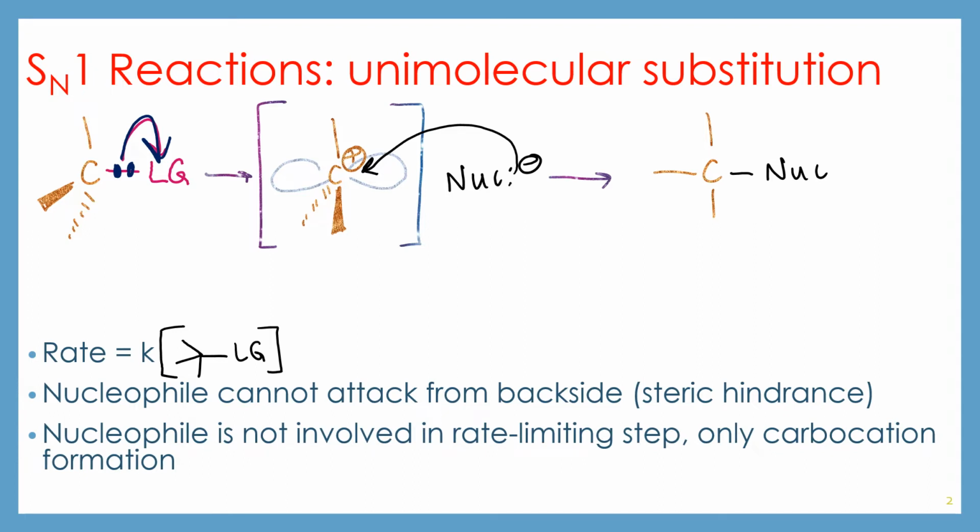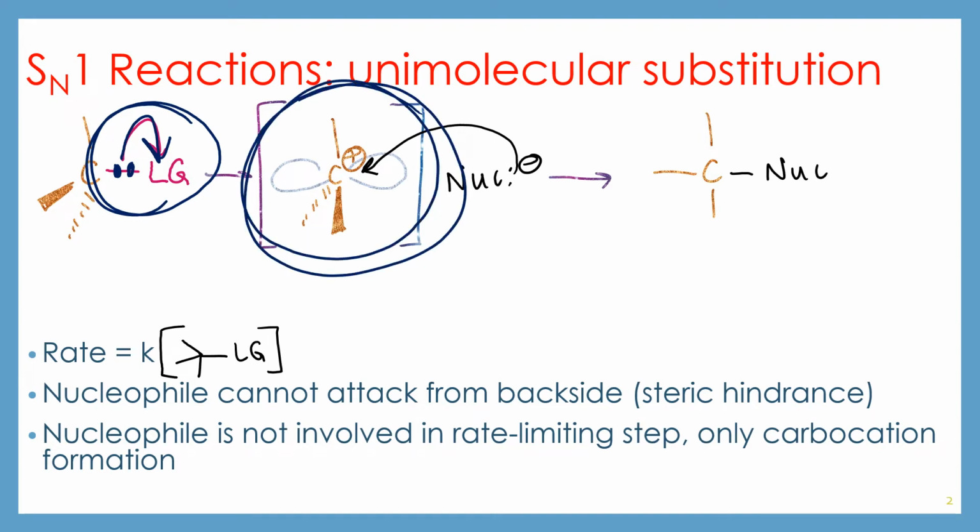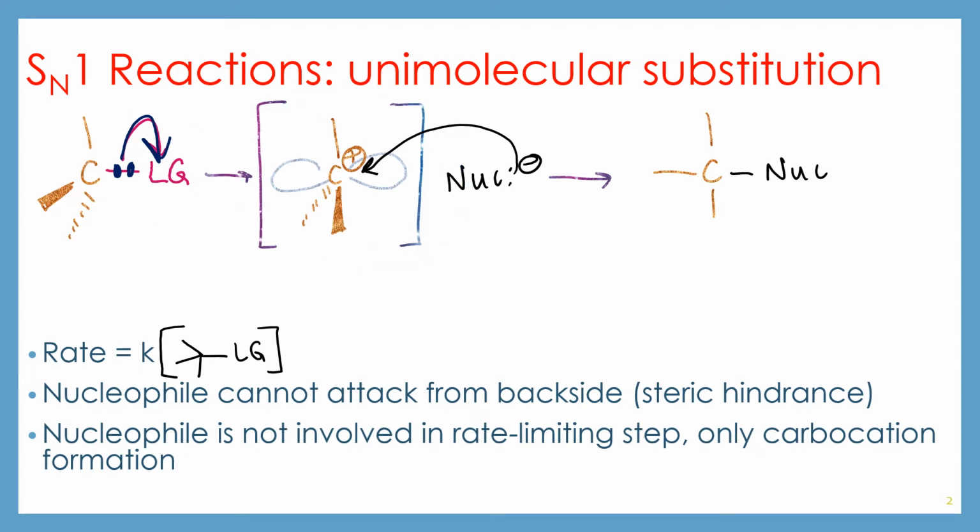The nucleophile is not involved in the rate limiting step because the slowest piece of this reaction is going to be waiting for the leaving group to leave to form this not very stable carbocation. Once that has happened, the nucleophile is going to attack the carbocation very quickly because carbocations are highly reactive. Nucleophiles tend to have a negative charge, or at least a lone pair. They're going to find that carbocation very, very attractive. And so that step is going to happen very, very quickly.